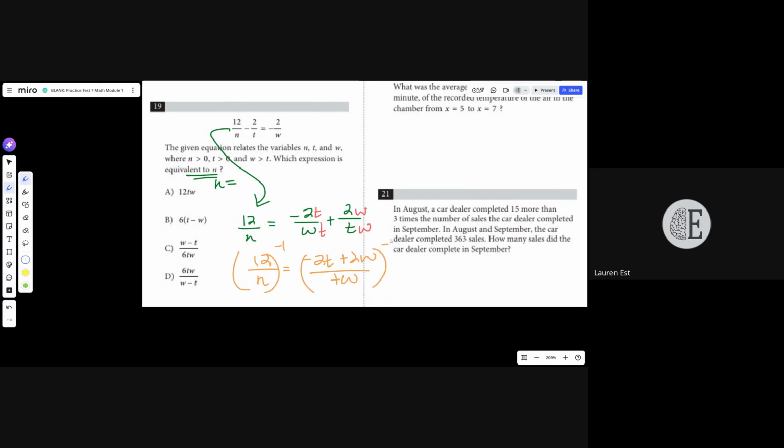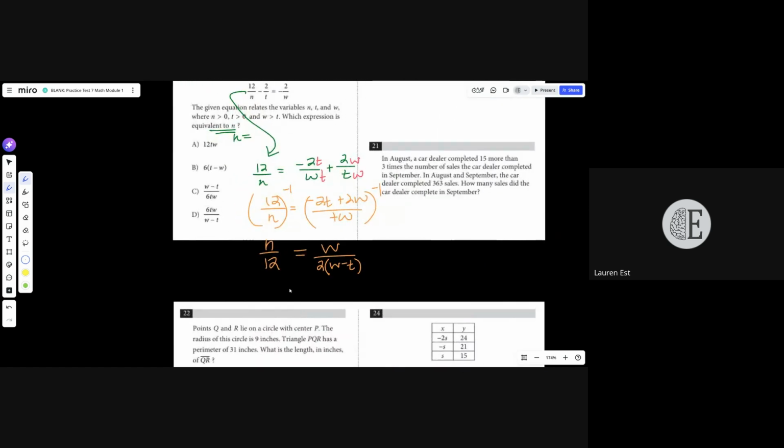So the negative 1 and negative 1, and over 12 is equal to w over, we take out the 2. Yeah, we're going to want to do that now. So take out the 2 and we get w minus t. Hope that's okay for those of y'all watching in real time. And then we have times 12 on both sides. n is equal to 12 divided by 2 is 6. So 6w over w minus t. And that's not an option. Why?